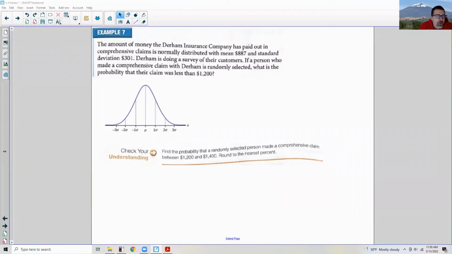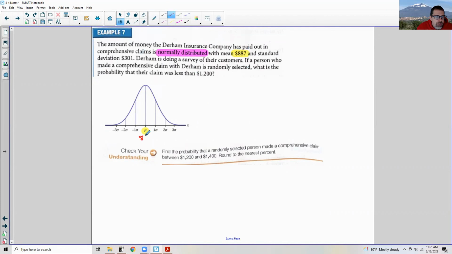Okay, example 7, we're now going to shift our direction from Venn diagrams to normal bell-shaped curve and standard deviations. So in example 7, it says the amount of money Durham Insurance Company has paid out in comprehensive claims is normally distributed. So as soon as you see this word right here, then you can think of a normal distribution bell-shaped curve. And it says the mean is $887. Mean is represented by the Greek letter mu. Okay, so that's 887. So I'll just put that down there right now.